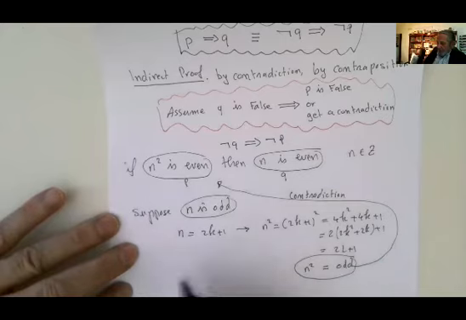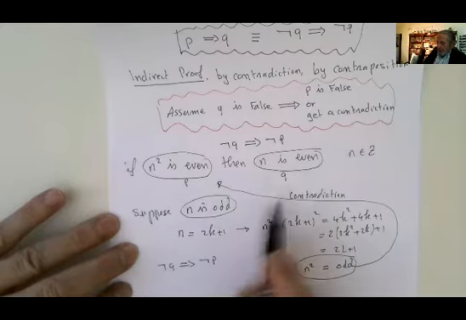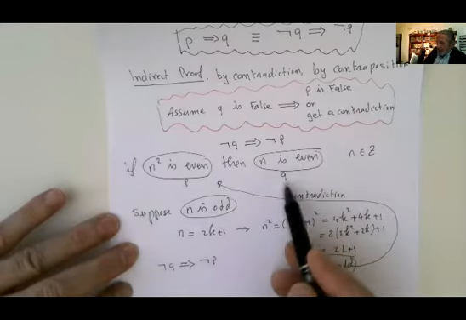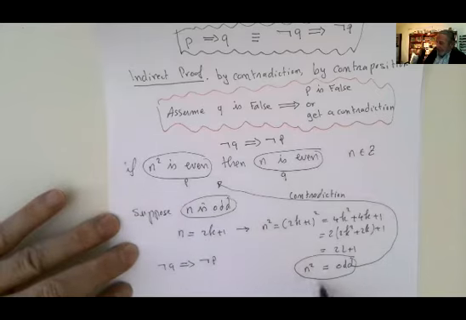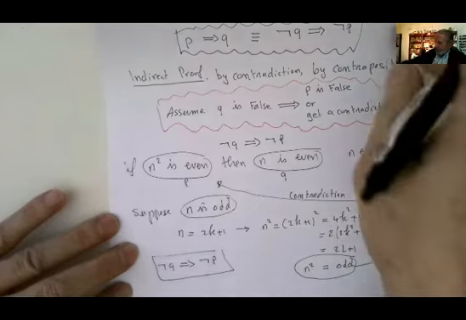So we proved not Q implies not P. That's what we did. What is Q? n is even; not Q, n is odd. P, n squared is even; not P is n squared is odd. So that's what we did. Take another example.